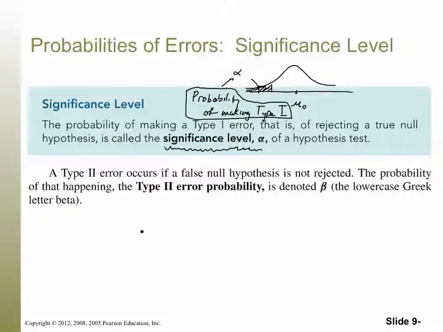Okay, the type 2 error occurs if the false null hypothesis is not rejected, and the probability of that happening is denoted beta. But alpha is the more important one. The probability of making a type 1 error is alpha. And it's the same alpha that we dealt with before when we didn't really have a meaning attached to it, except that it was an area under the curve or a probability. Okay. Good on this slide?